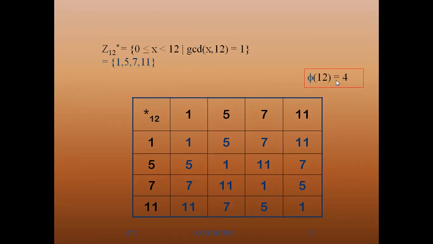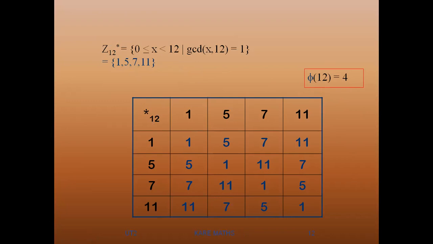So the number of relatively prime numbers for 12 is 4. 4 numbers are there. We are talking about the size, which means how many numbers are present over there? 4 numbers are there. So phi of 12 equal to 4. And we are going to use the modulo 12 here.